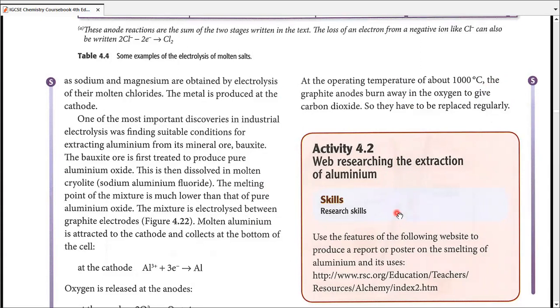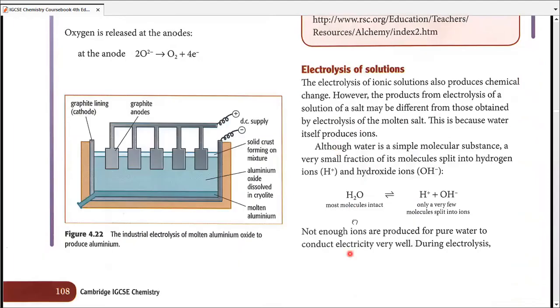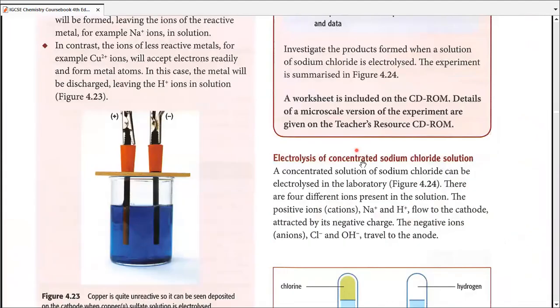Any questions so far? No? Okay, good. Let's move on to electrolysis of solutions.